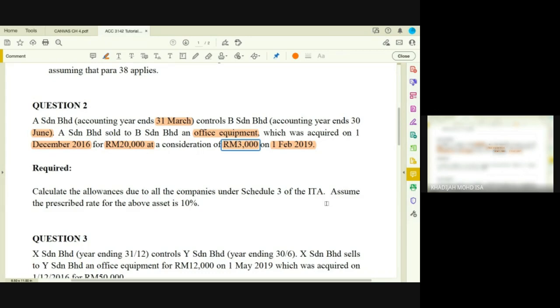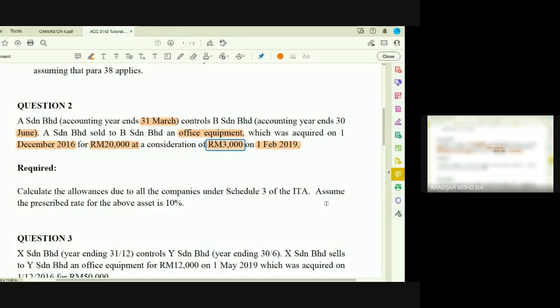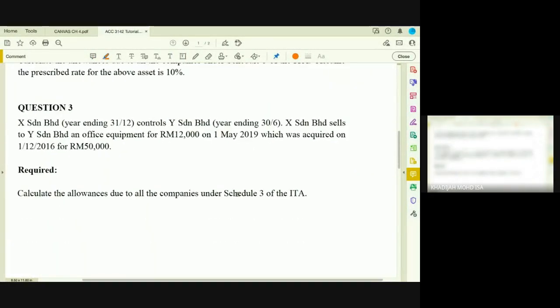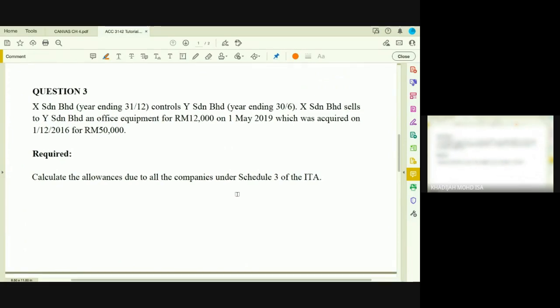Tak ada? No, madam. Right, if you don't have it, then let's go into question number 3. Am I too fast? If you have done this question, you should have no problem.